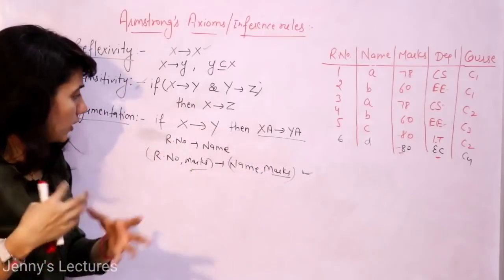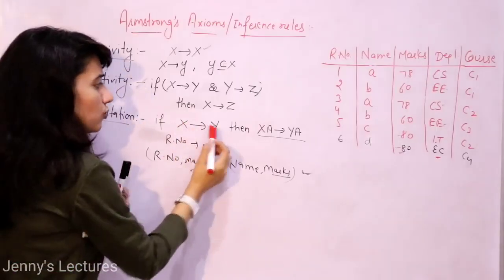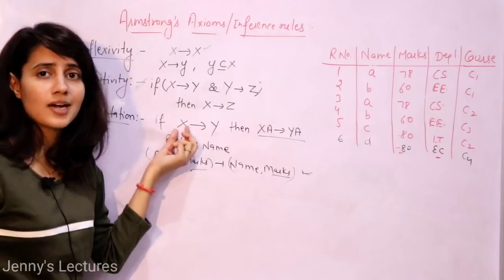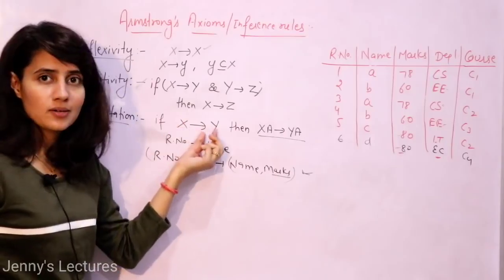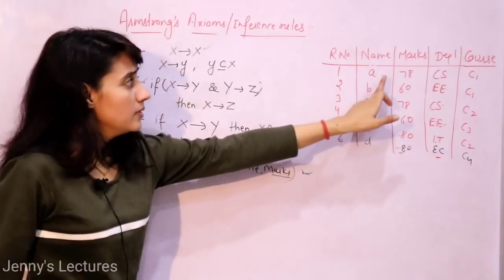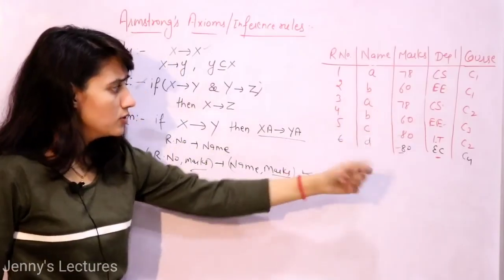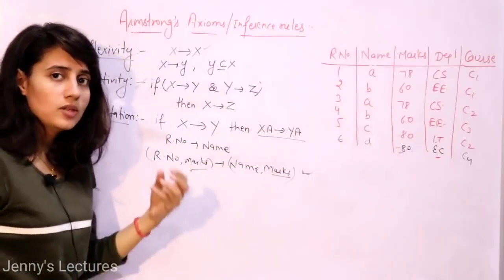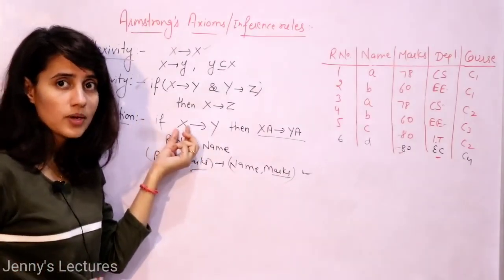Now see, one frequently asked question is: if x determines y, then x must be a primary key. No, that is not the case. It's not like only a primary key can determine other attributes, right? Here name determines marks, this functional dependency exists, but you can see that name is not a primary key. So that is not a necessary condition, that x should be a primary key, right?